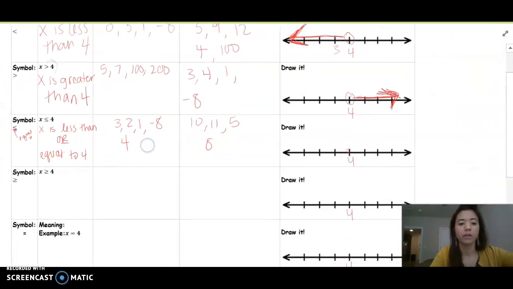There we go. When we graph these or equal to phrases, we're going to fill in our circle because it now includes the 4. So we can fill it in. And then x is less than. All of my solutions that are less than are to the left. So that's where my answer goes.